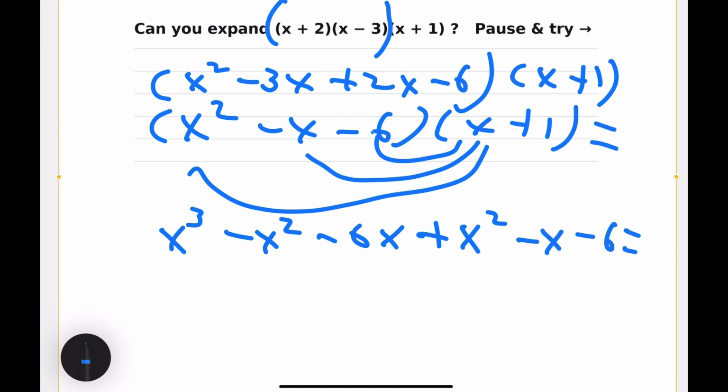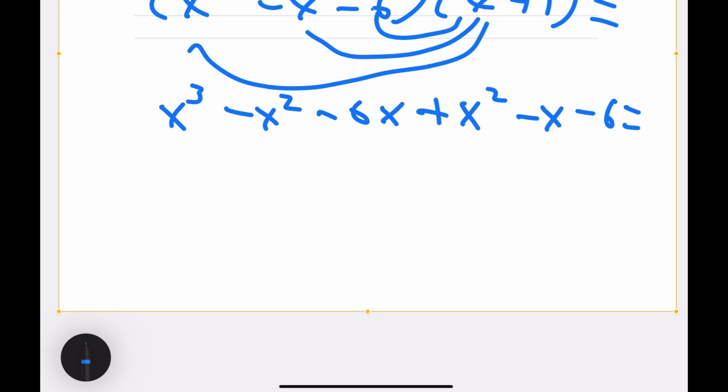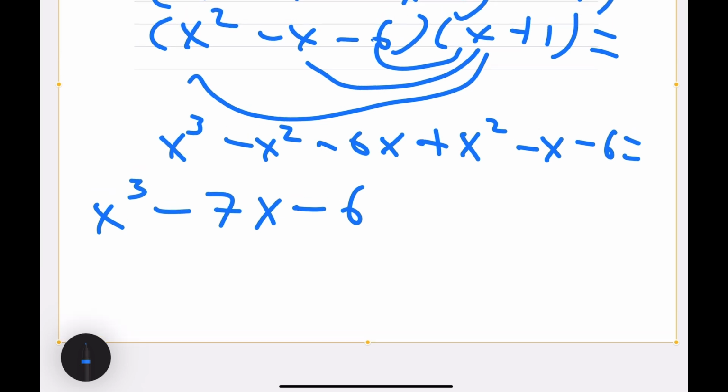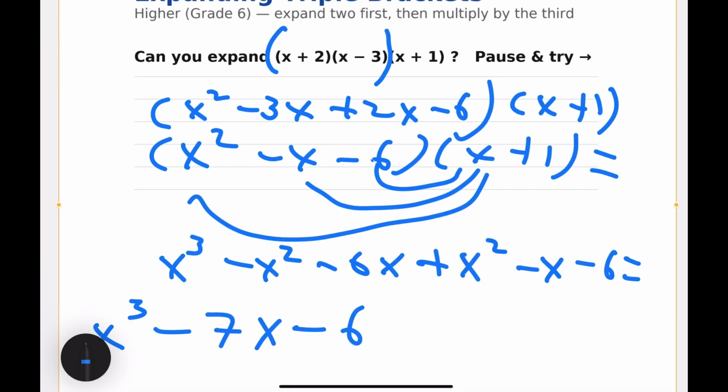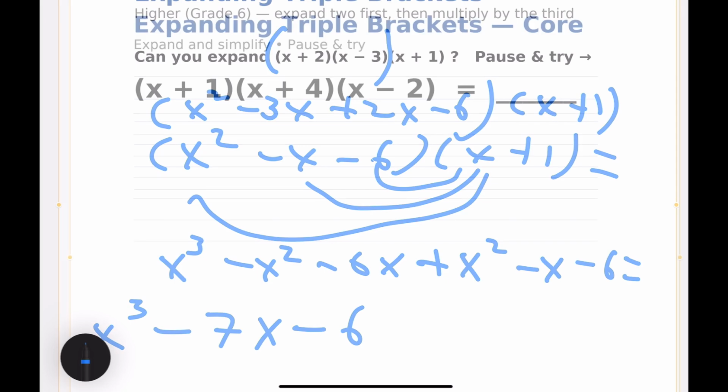So now we can simplify this by collecting the like terms. So there's only one x cubed term, but there are two x squared terms. So negative x squared plus x squared is the same as 0 because they cancel each other out. So then we've got negative 6x minus x, so that becomes negative 7x, and then we have negative 6. So the final answer would be x cubed minus 7x minus 6, as we have simplified the answer by collecting the like terms. So whenever you get a triple expansion question, you deal with the first two brackets first, then you deal with the bracket on the right.